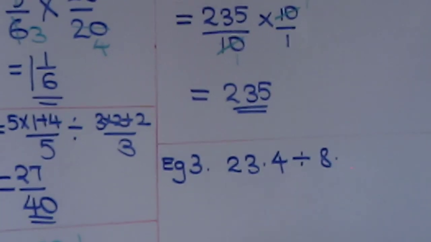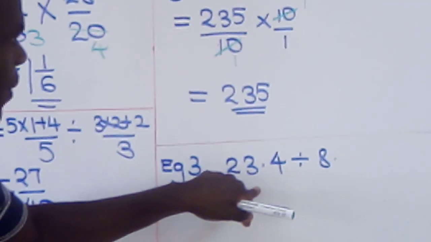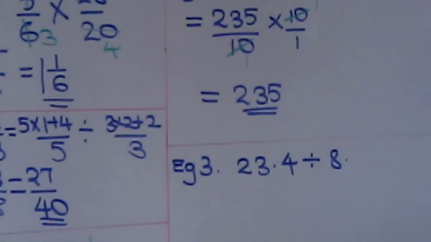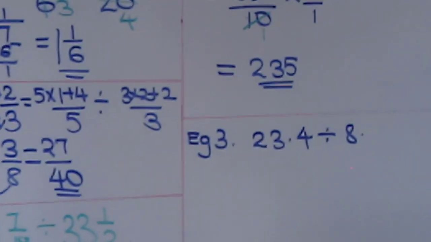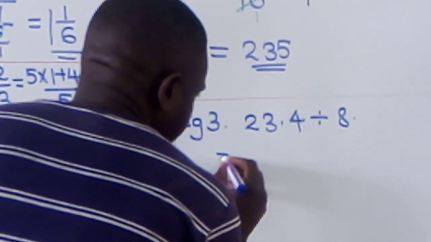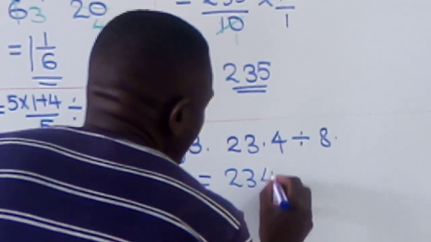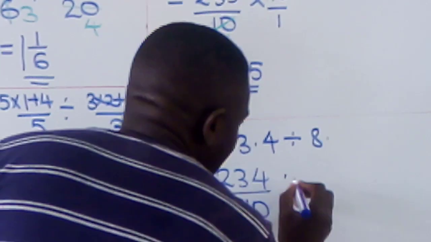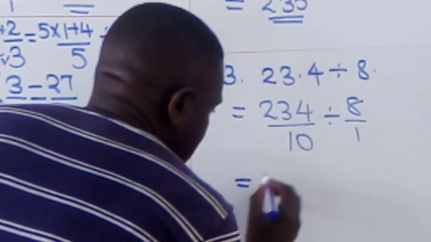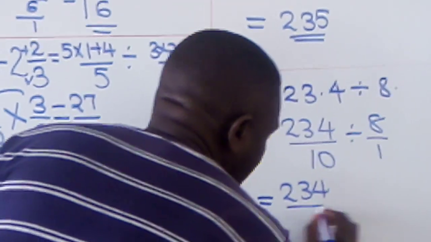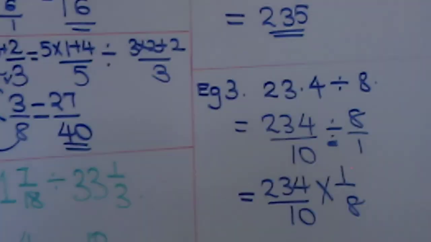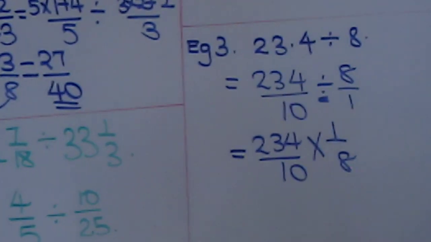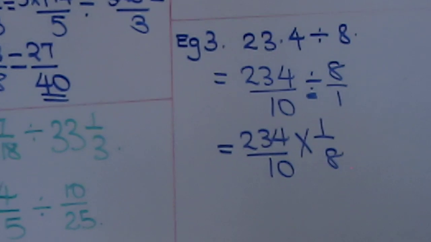And finally, boys and girls, it is 23.4 divided by 8. We still express it as a fraction. That will become 234 over 10 divided by 8 over 1. Now that brings us to 234 over 10 times 1 over 8. Remember, we are changing the sign. Yes? Now we can simplify by cancelling.